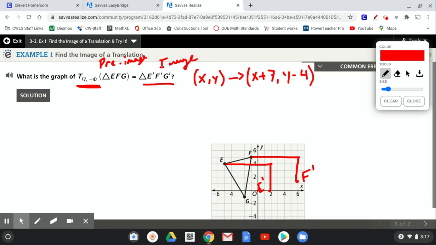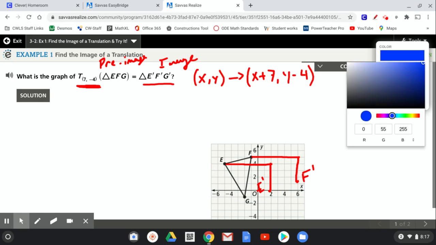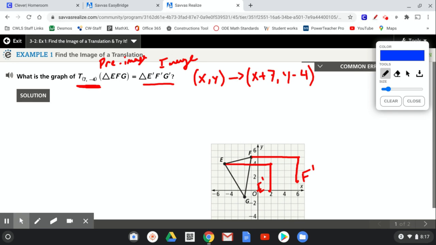And then the last one is going to be G prime. For G prime, we're going to move 7 units again in the positive x direction. So here we go, we're moving 7 and then down 4. We're going to be right about there. So that's going to be our G prime. The last thing you do is connect the dots, and we're good to go. That's the image of our triangle there. So that's all you have to do for a translation. You're just counting, moving in the x and the y direction.